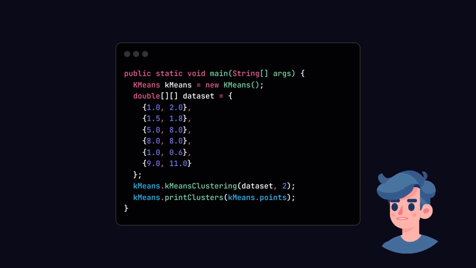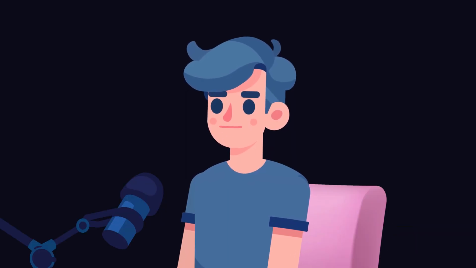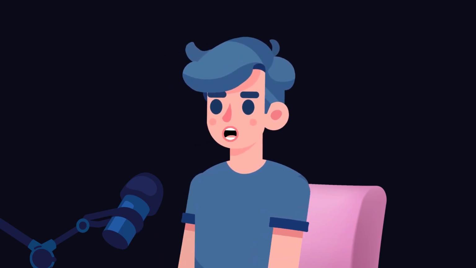This method prints out the points along with their assigned cluster. Let's tie everything together in our main method and run our k-means clustering implementation. Now give it a run. If everything is correct, you should see the output with data points and their assigned clusters printed in the console. Don't forget to adjust k based on the number of clusters you want.